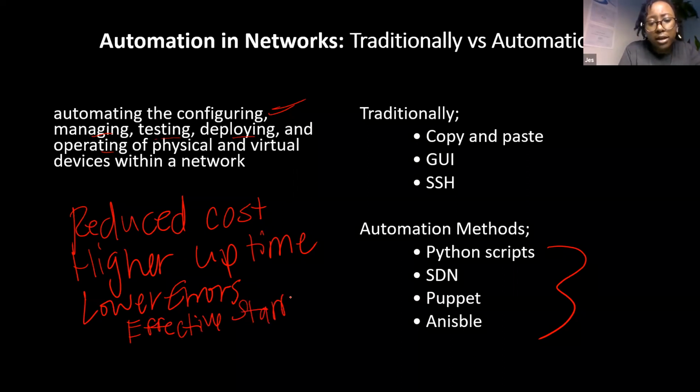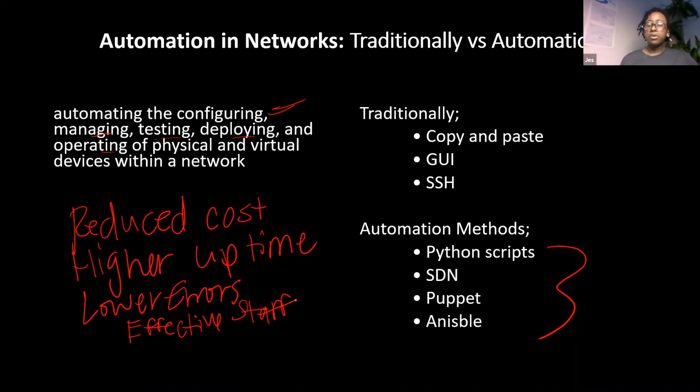Okay. And with reduced cost, you can definitely say effective staff, right? Effective staff, because instead of focusing on one task, I can focus on other tasks that make the network better. So instead of having this one person who's always SSHing or on the GUI, copy and pasting, making sure this and that, we can have them do something else that improves the business in some type of way, right? Improves the network, which ultimately improves the business. So our staff is more effective.